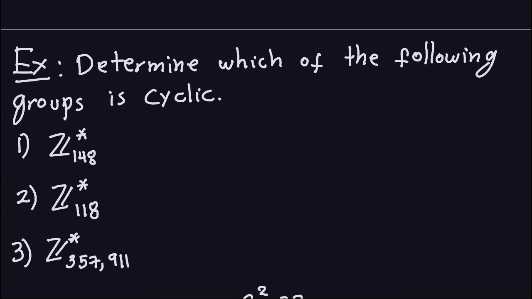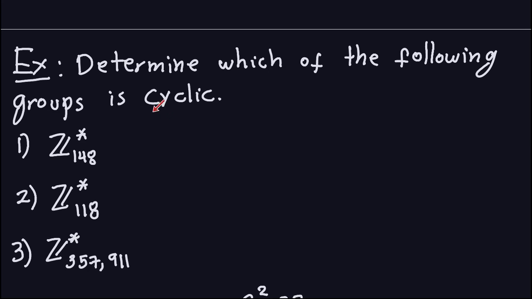They are cyclic if this n that is here has a certain form. It's either 2, 4, a power of a prime, or 2 times the power of a prime number. So basically what I have to do is factorize this and see what kind of number it is. So 148.